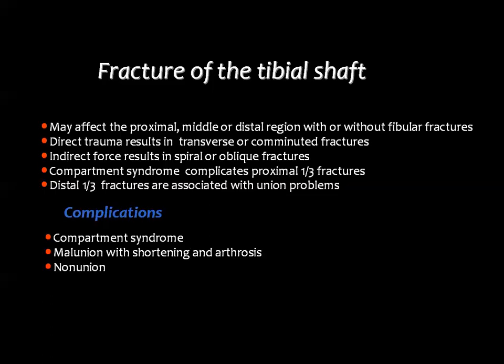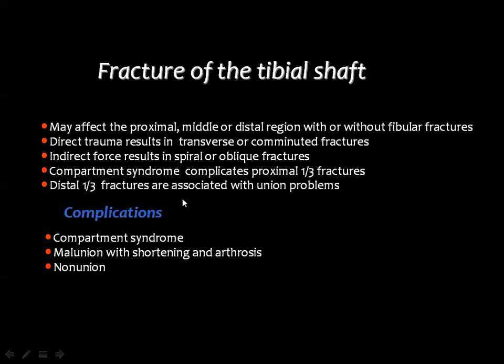And fractures of the tibial shaft are almost similar to the fractures of the femoral shaft, for example, or fractures of the humeral shaft. These are usually due to direct trauma, which may result in transverse or comminuted fractures. Indirect forces may result in spiral or oblique fractures. And you remember that the trauma for the leg may result in this compartment syndrome, which usually involves the tibialis anterior muscle.